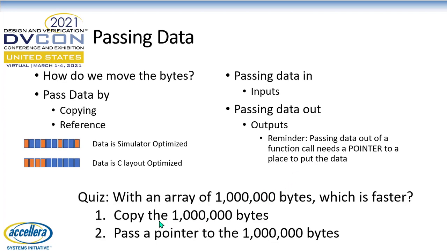Now, here's a quiz. If you have an array of 1,000,000 bytes, which is faster, copying the 1,000,000 bytes or passing a pointer to the 1,000,000 bytes? So that's what we're going to try to remember about references and avoiding copying.